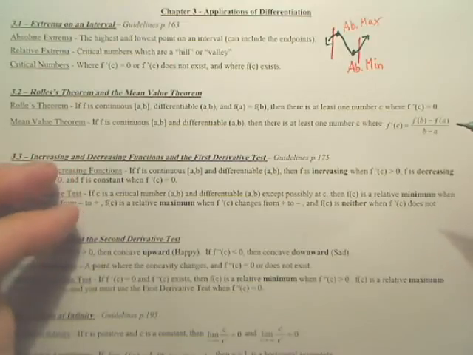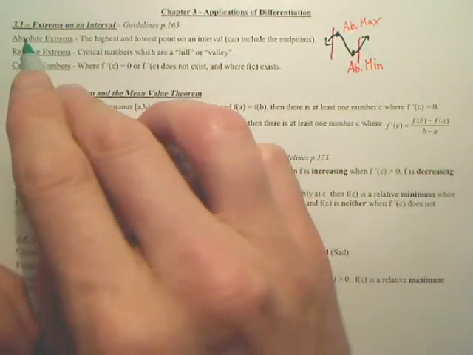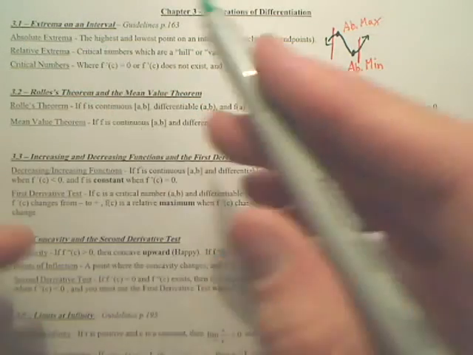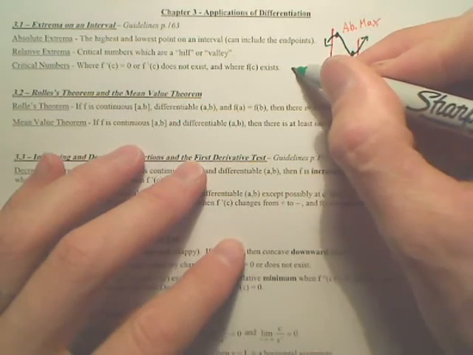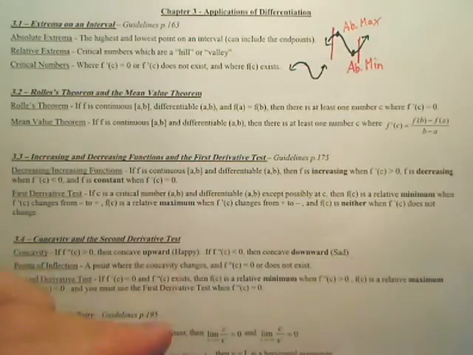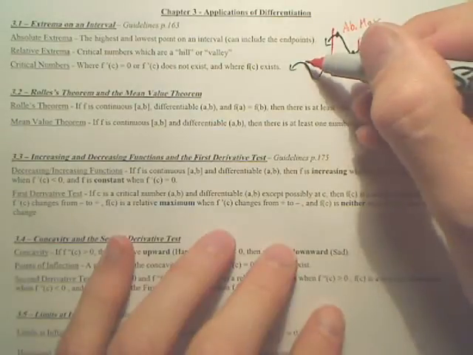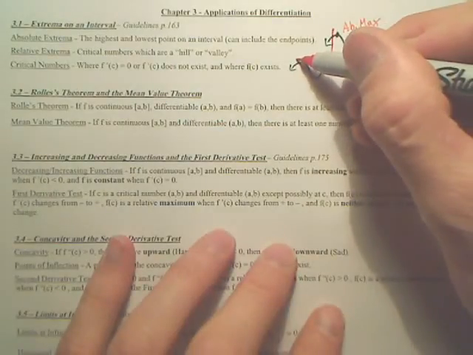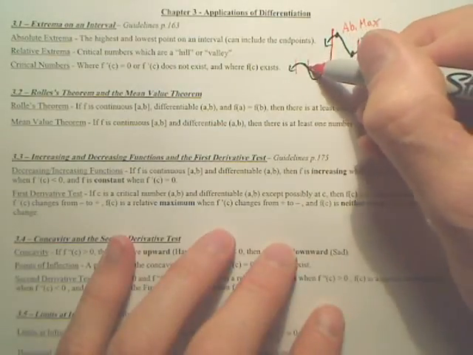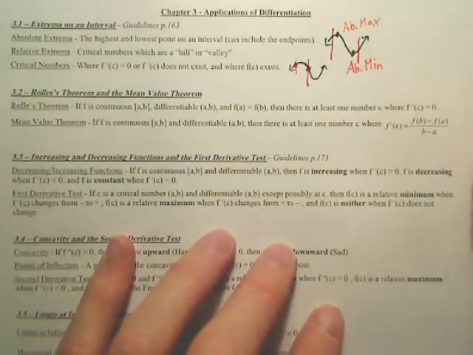There's a difference. Absolute says count the endpoints. Relative basically says don't count the endpoints, just talk about your hills and valleys. There's a difference between the relative and absolute. Absolute means count the edges. What do I mean by count the edges? If we made another graph here, let's say we made it from here to here. Well, now you have several points.